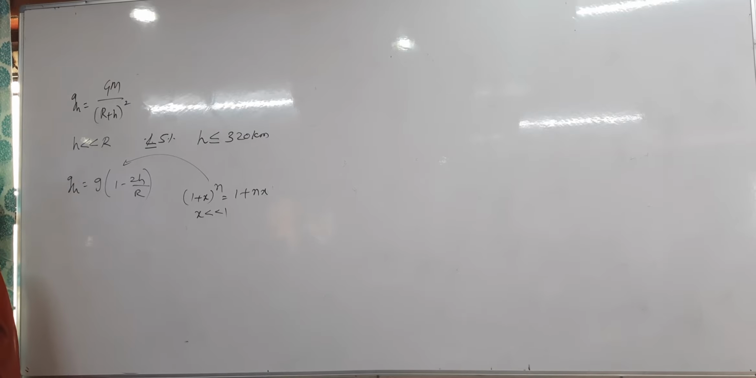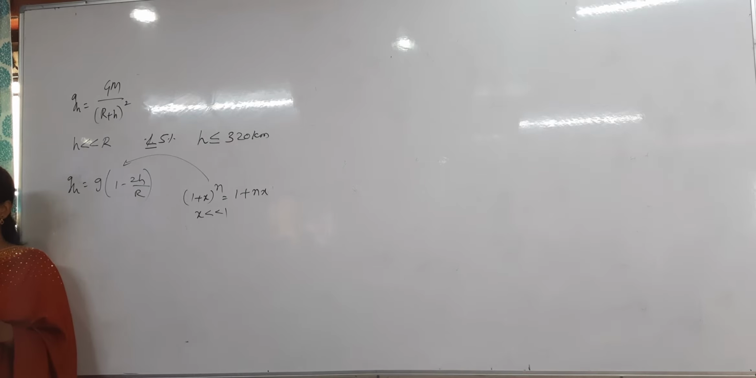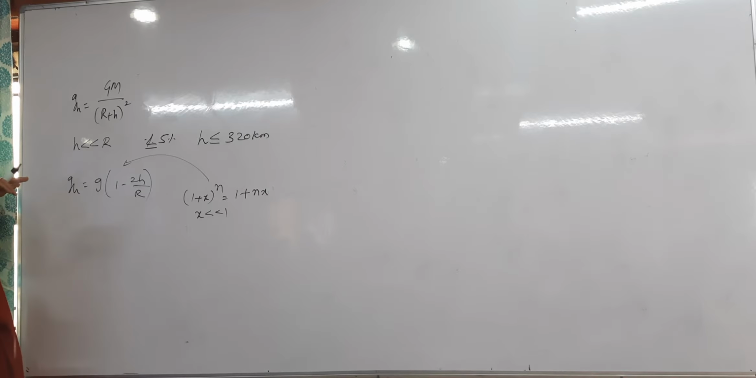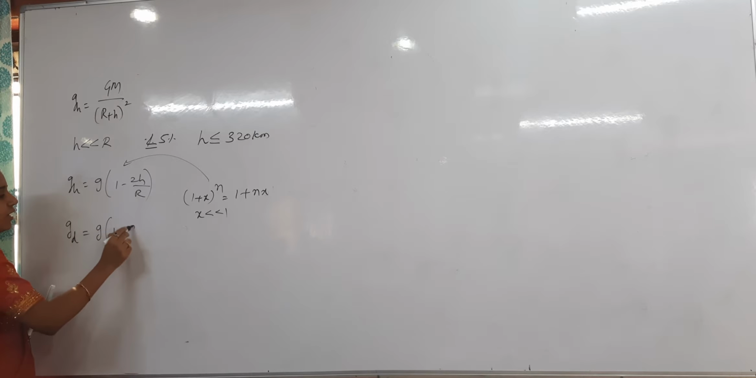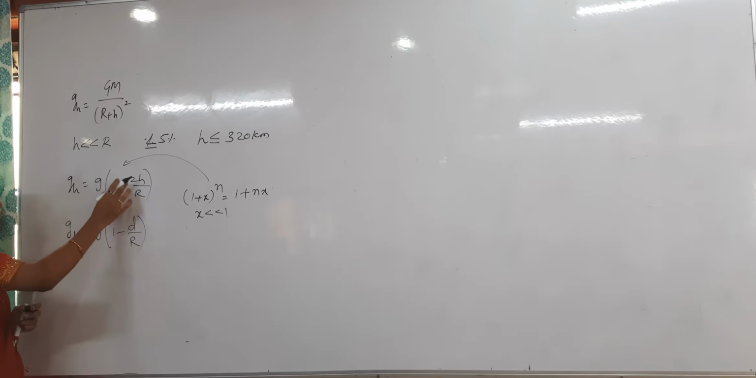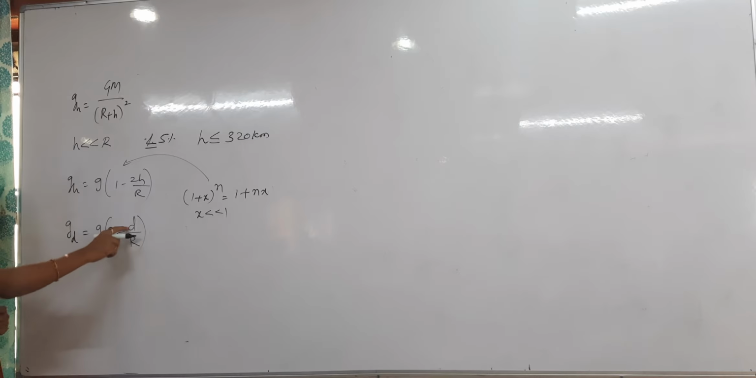Next one is variation of g with respect to the depth. With the depth we have only one formula. With the height there will be two formulas with respect to the height values. Now, variation of g with respect to the depth: gd is equal to, what is the formula? g(1 - d/r). Just remember, here 2h/r we get, here just d/r we get. That is the gd value.